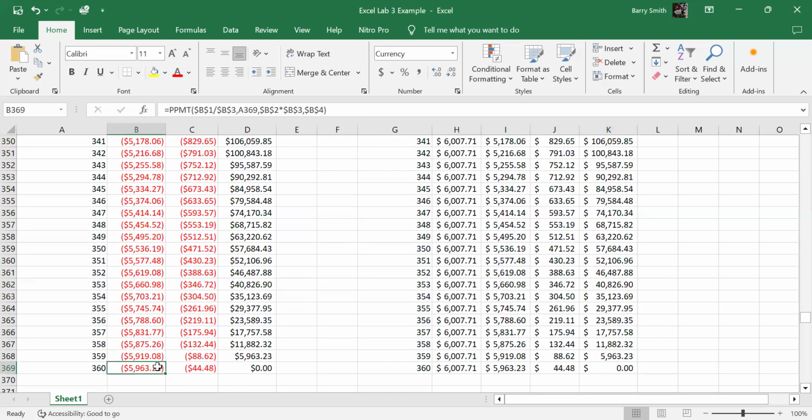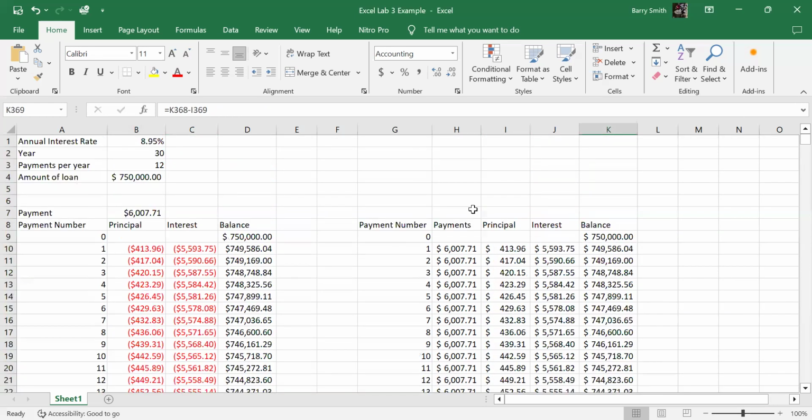Now, these are showing as negative values. These are showing as positive values. So we just have to realize what it is. That's how much of a payment we're making. That's how much we're paying out. We're paying out that much in principal, that much in interest, and our final balance is $0. So hopefully that helps you set up the two different types of payment schedules for amortization of a loan, and that will get you going for your assignment.